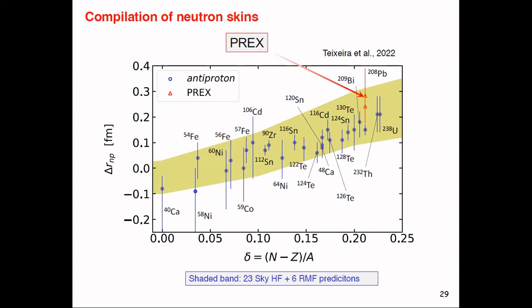Just to comment on the data you were showing: the error bars are only statistical. There is no way that they could give a systematic uncertainty on these numbers. And it's highly model dependent, the way it is extracted. So the comparison here, they say it themselves.